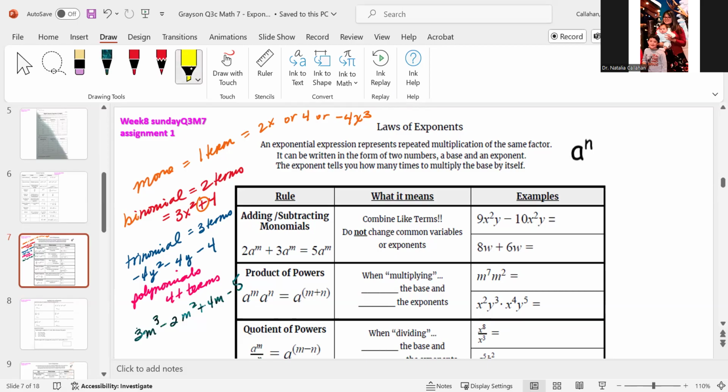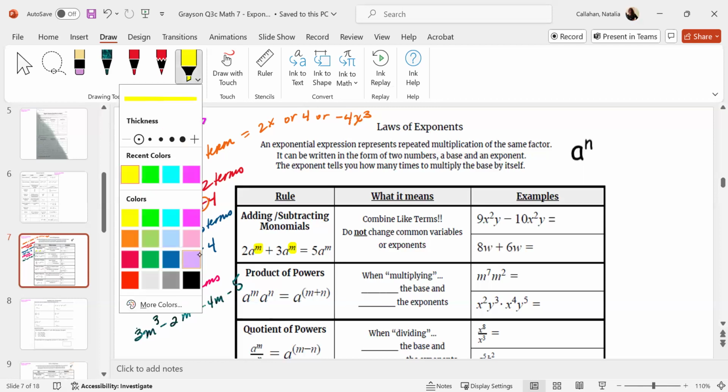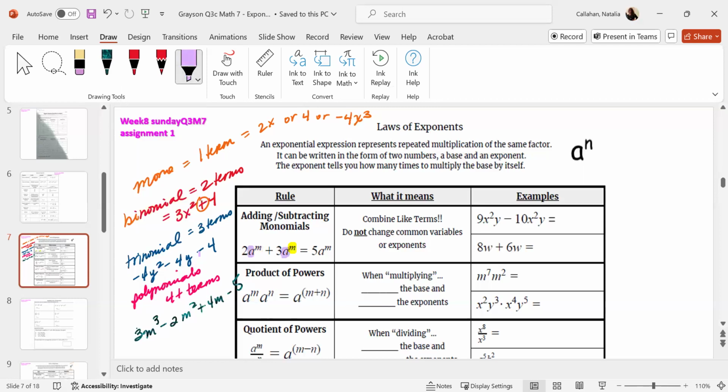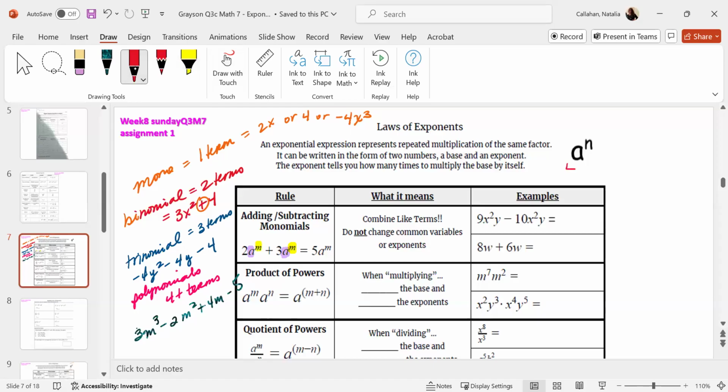Take a look at the first example. With the first example, you see how this is the first term, 2a to the m power? That's one term. 3a to the m power, that's another term. Both of these terms are the same because they both have the same exponent and base. The base is the a. Do you see that? The m is the exponent. So with this one, the a here is the base. You want to label that. M is the exponent. Okay?